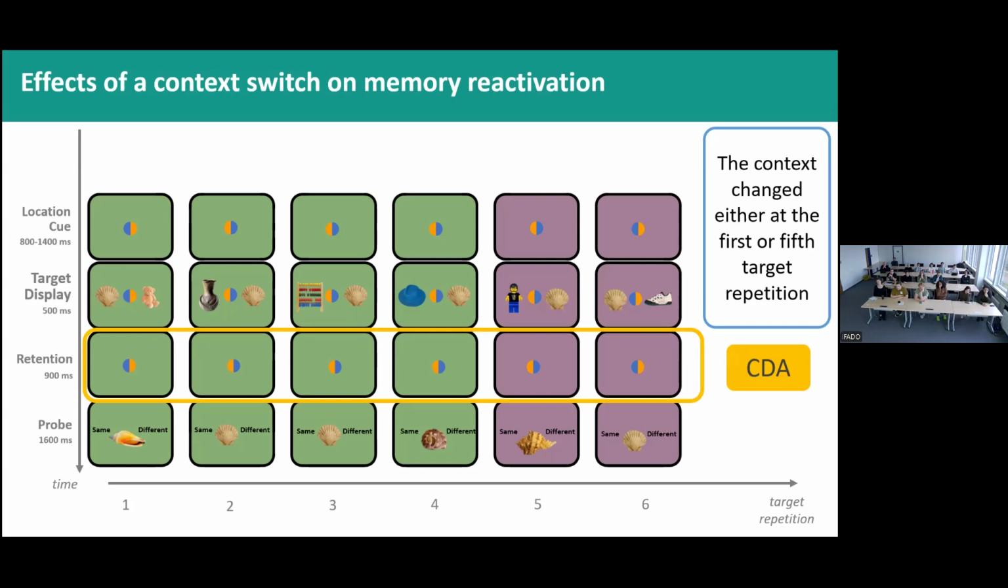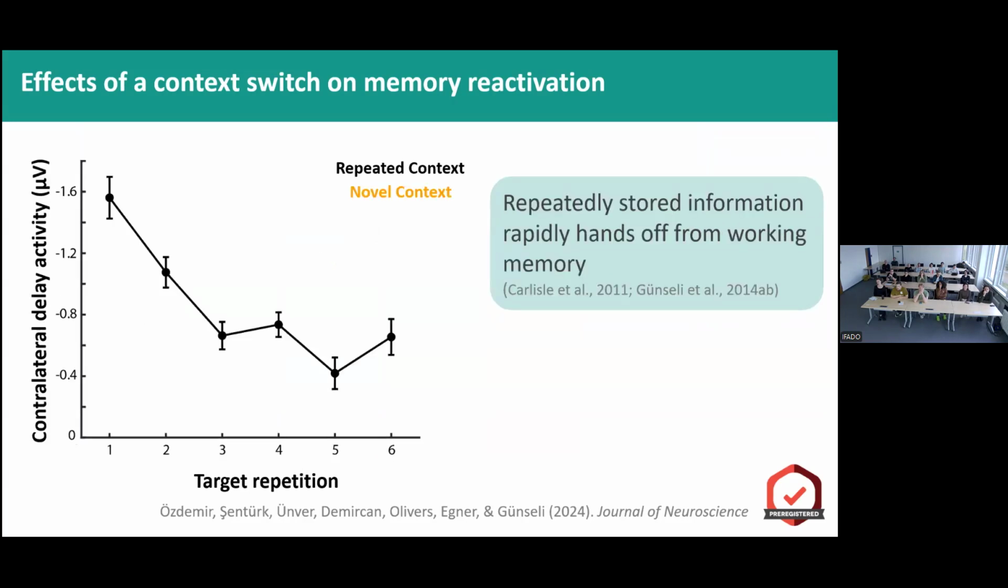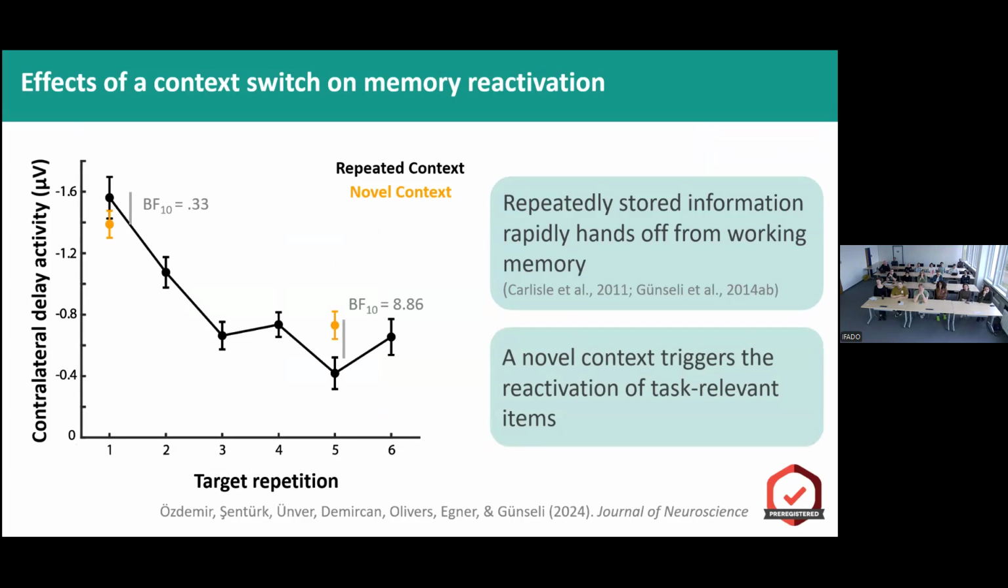And again, we looked at the CDA in this retention interval before the task. The accuracy increased once again, similar to the previous experiment. In this case, we didn't have a decline in performance when participants switched to a new context, so new background color. And the CDA was also similar to the previous experiment where it declined across repetitions. When it was a novel item, we had no effect, just like the previous experiment. And if it was a repeated item, we had an increase in the CDA, also like the previous experiment. So they perfectly replicate the previous one.